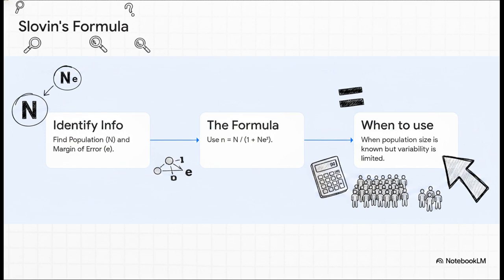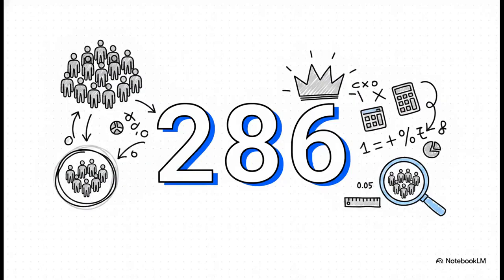All right, let's look at our very first formula, Slovin's formula. We use this when we actually know our total population size, but we don't know much about the population's variability. And don't panic, it's really just a matter of mapping letters to numbers. Small n is the sample size we're trying to figure out. Big N is the total population, and E is our margin of error, written as a decimal. So the formula is just our required sample size equals the population divided by 1 plus the population times the margin of error squared.